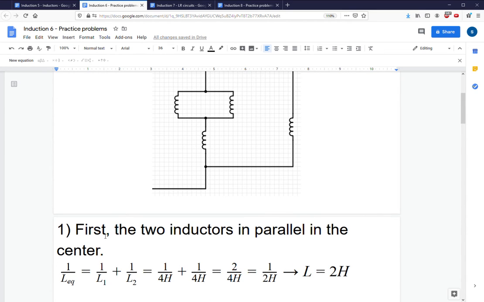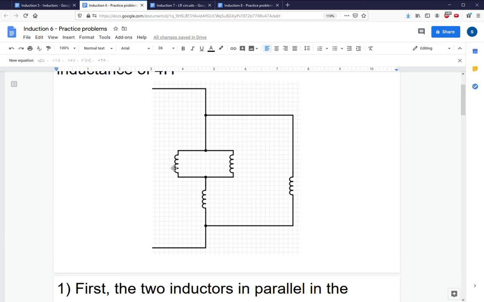So for two inductors in parallel, we use the equation 1 over L equivalent is equal to 1 over L1 plus 1 over L2. Both L1 and L2 are 4 henries, so 1 over 4 henries plus 1 over 4 henries is 2 over 4 henries, which we can reduce to 1 over 2 henries. And remember, that's not the inductance, that is 1 over the inductance. So the inductance itself is 2 henries. And that's the inductance of these two combined.